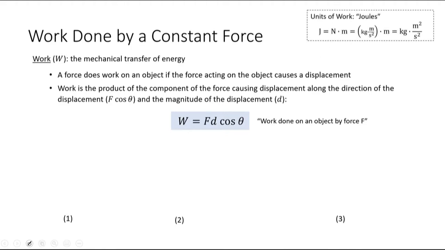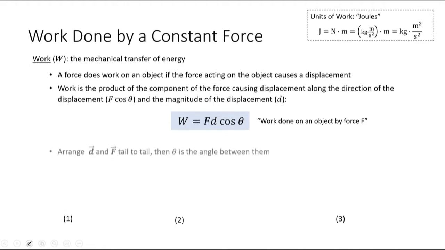Okay, so work has units, we call them joules. Looking at F d cosine theta, I know that force has units of newtons, D has units of meters, and so then a joule is really going to be a newton times a meter. Breaking it down into SI units, a newton is a kilogram meters per second squared, and so then a joule is really going to be a kilogram meters squared per second squared.